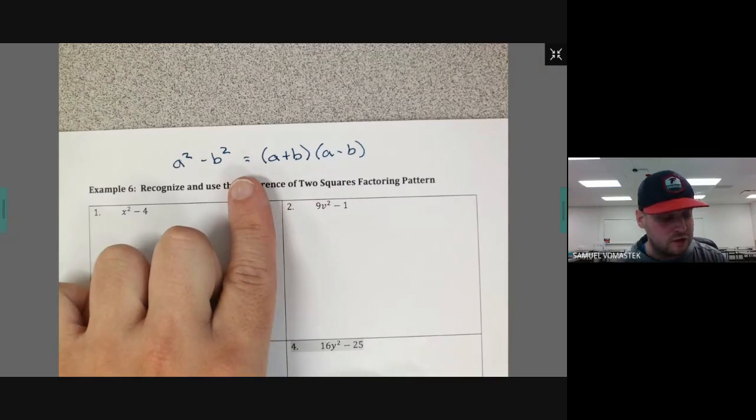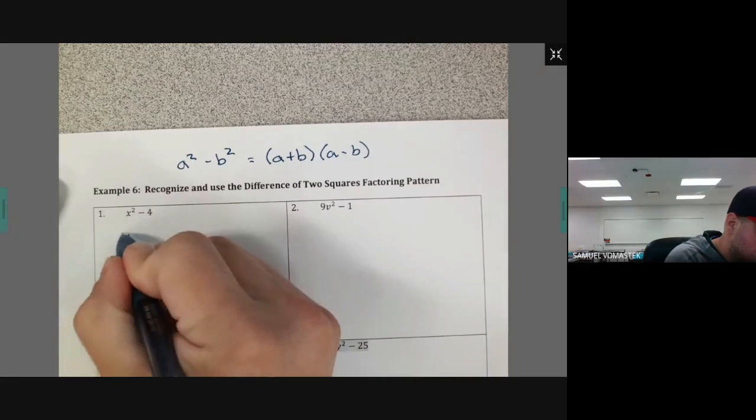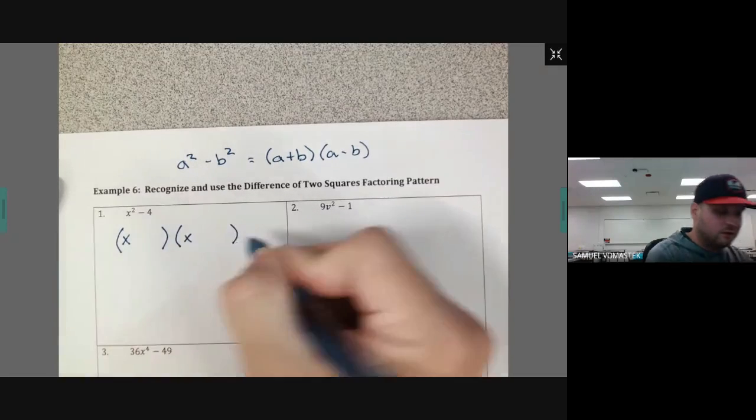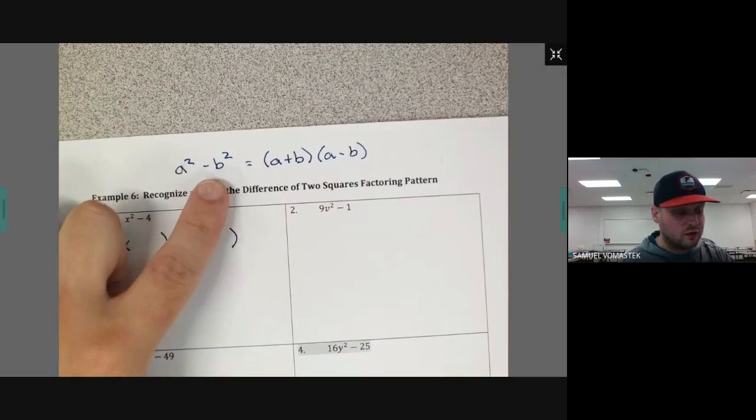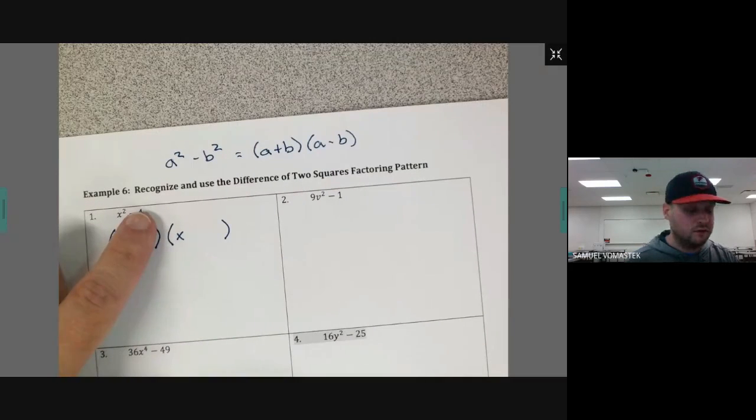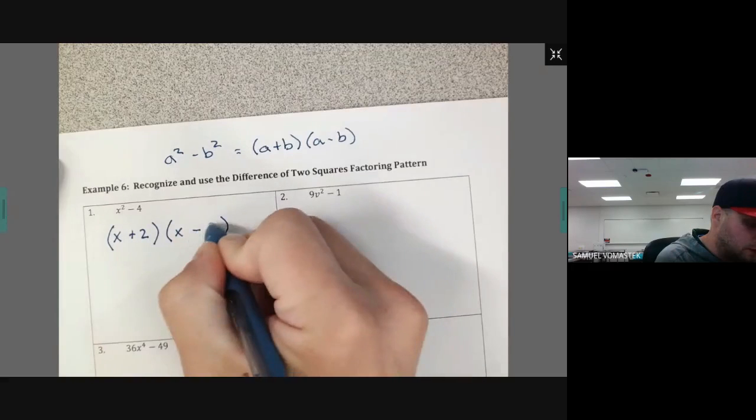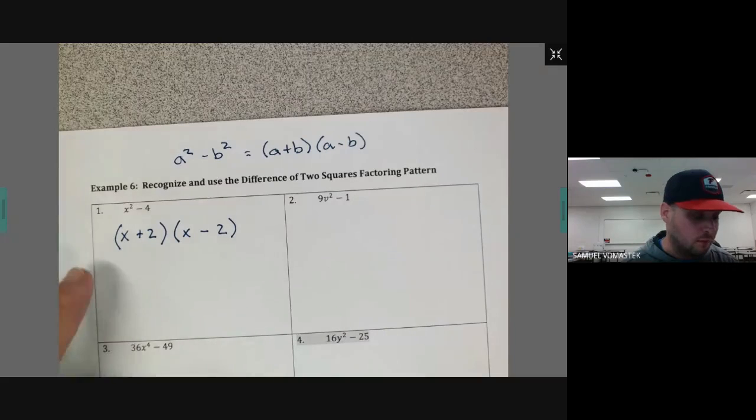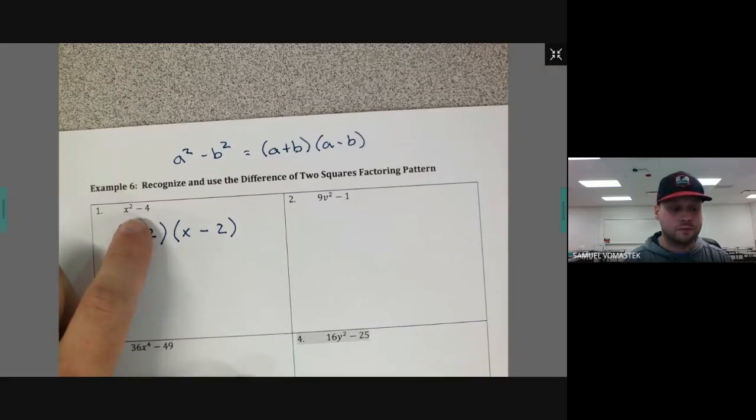So at this point, you have to ask yourself, what happens when I take the square root of x squared? What's the square root of x squared? It's going to be x. That goes in each set of parentheses out front for a. Last thing you got to do, what's the square root of 4? Square root of 4 is going to give you 2. So just following the form, I'm going to have a plus 2 in the first one, minus 2 in the second one. Okay? And then you can check your work by multiplying it back out. And you're going to end up with x squared minus 4.